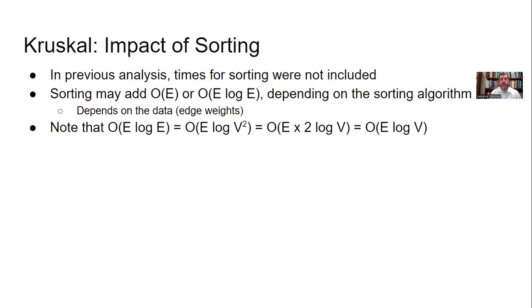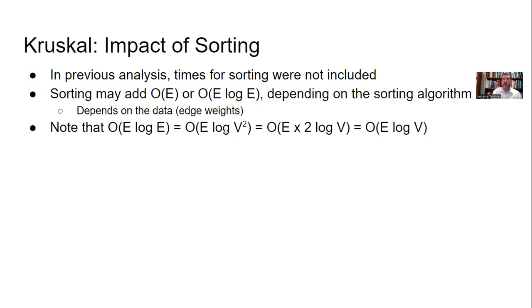All right. Now here's an interesting observation. E log E is equal to E log V squared. Why is that true, by the way? Elmo, I'm going to come back to you. Why is that true? What did you say before? You said that V squared dominates. So yeah, E is bounded above by V squared. So that's why this is bounded above by this.